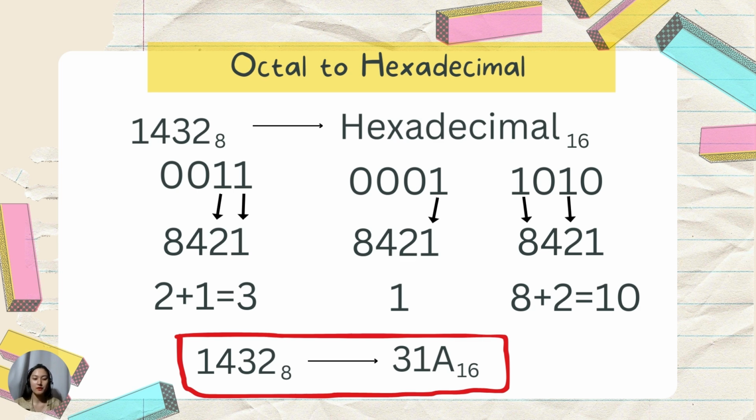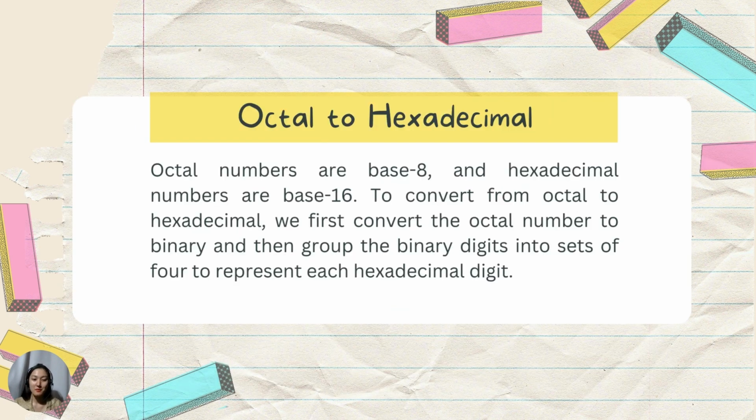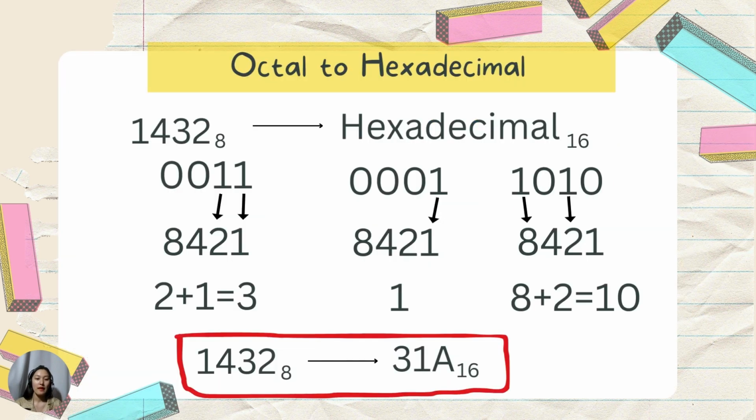Now, as you can see here below, the 1432 octal number is equivalent to 31A hexadecimal. Its numeral system base is 16, since hexadecimal numbers are base 16. So for the 10th position, it will be the letter A, and the rest of the numbers from 10 and above will be letters. As you can see here, we used letter A since it's 10, because next to number 9 is 10. However, hexadecimal uses alphabetical letters.